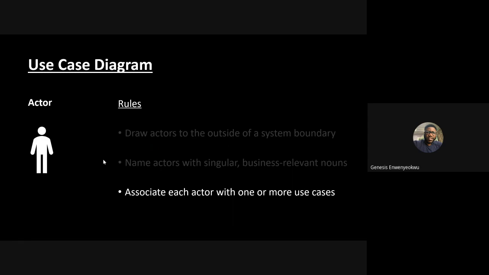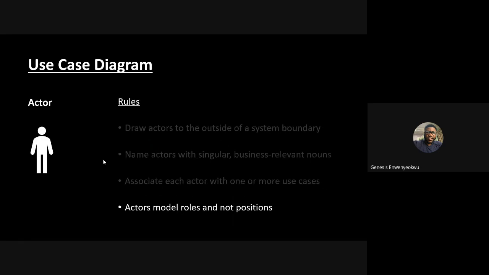Also, you must associate your actor with at least one or more use cases. That means an actor must have a relationship with at least one use case. You can't have an actor in your UML use case diagram without a relationship with a use case in the system boundary. So an actor must have at least one relationship with a use case.